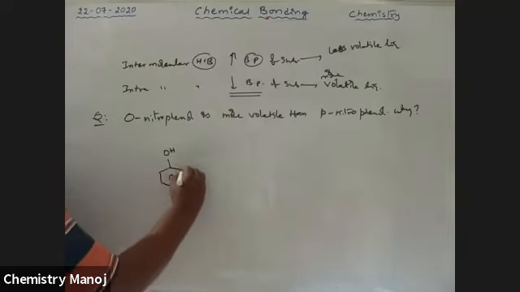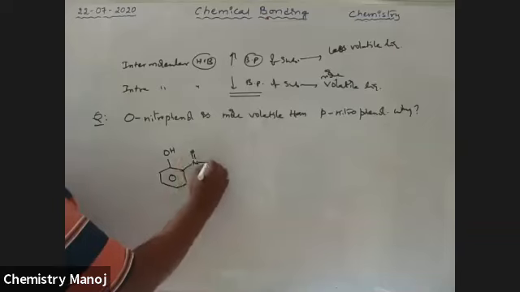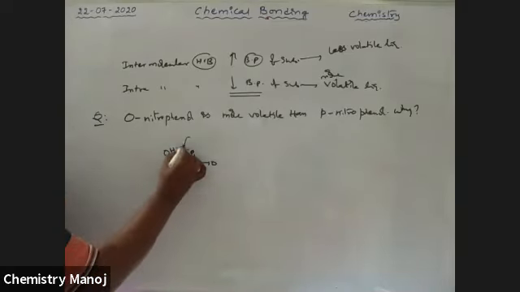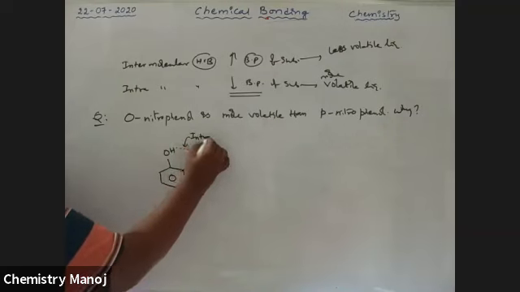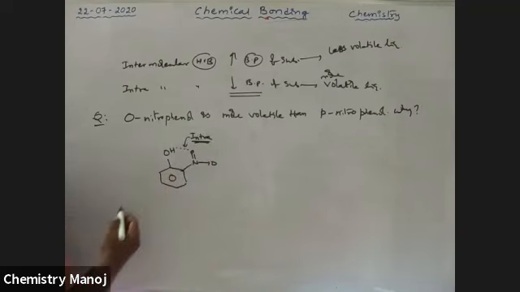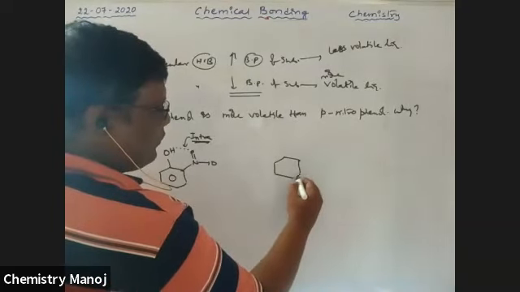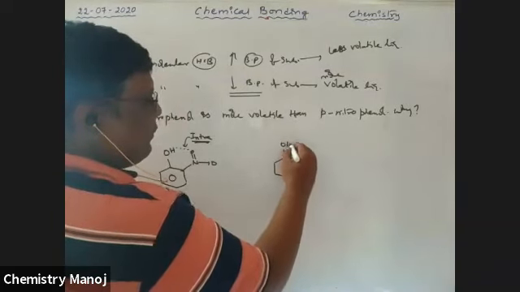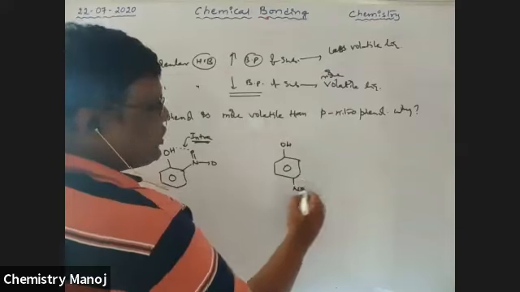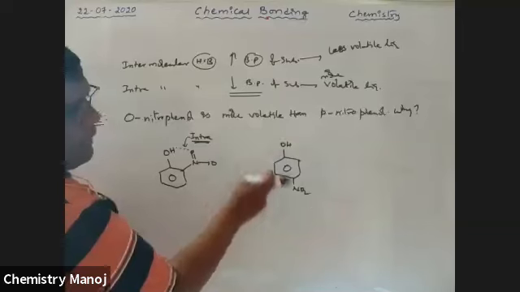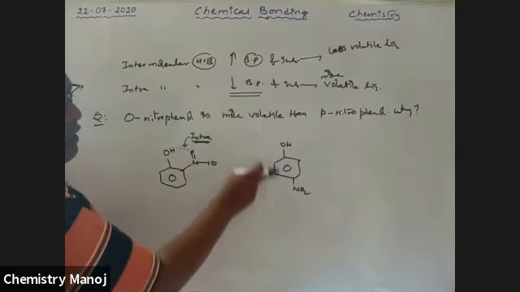It is a phenol. There is an NO2 group. So here there is intramolecular hydrogen bonding. Next, it is phenol with the nitro group at the para position. So these two groups are not at nearby positions. That's why a hydrogen bond within the molecule does not exist.